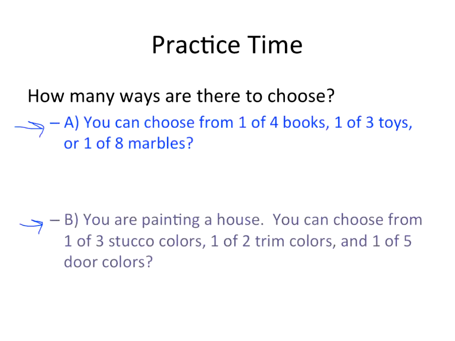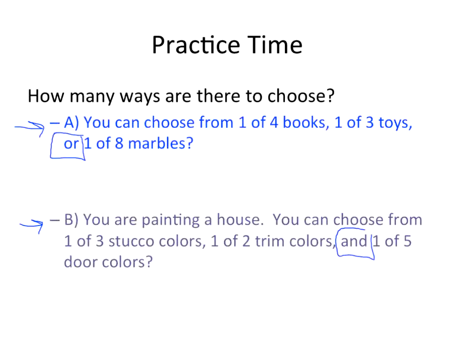So let's take a few seconds and try out A and B. The key that you should have been looking for are what two words? Or and and. So let's pick them out. This one says or. This one says and.